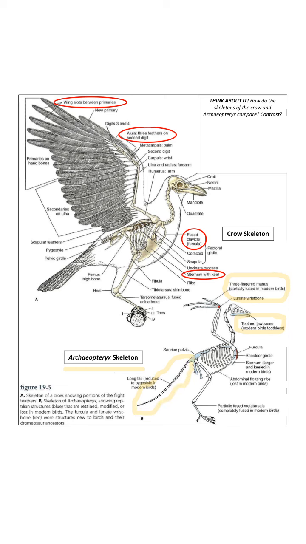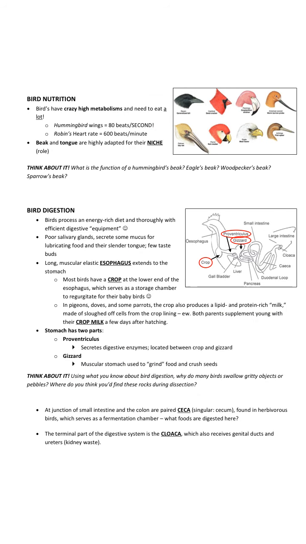So those are three differences between the modern bird, the crow, which we saw a little bit last week, and the Archaeopteryx, its ancestor.